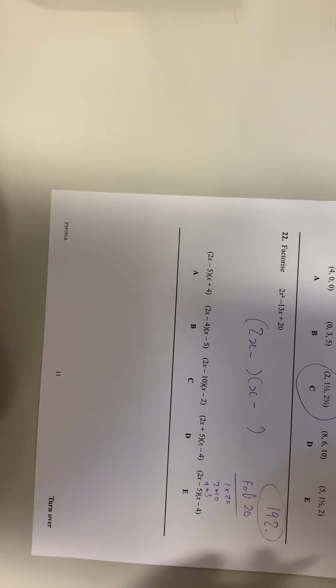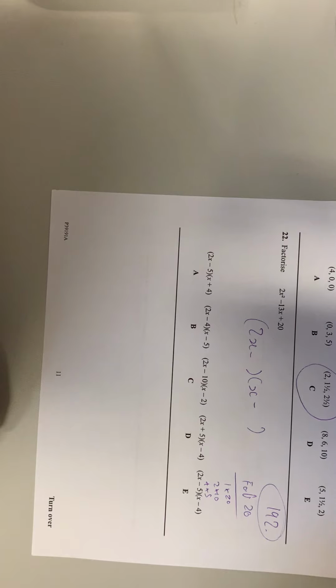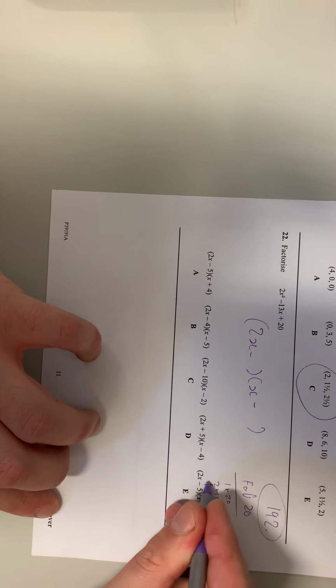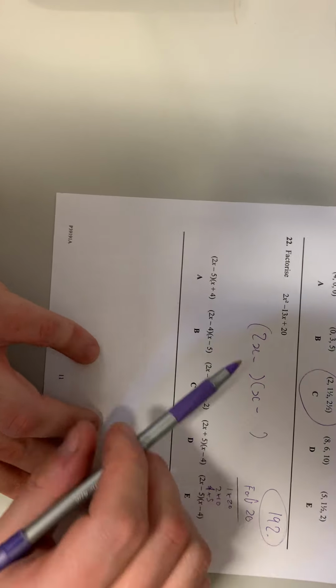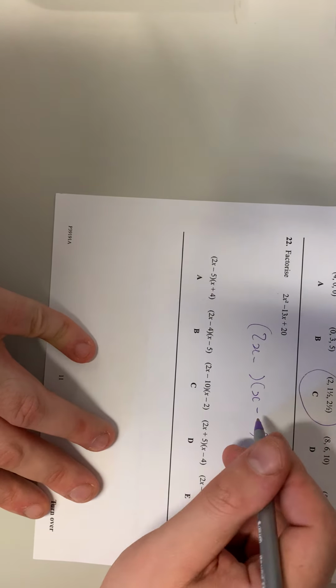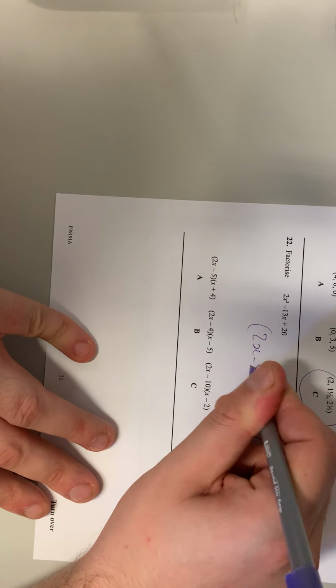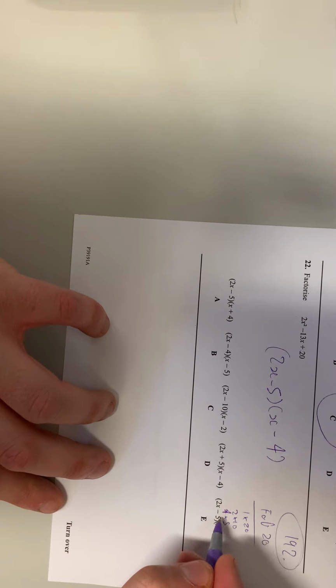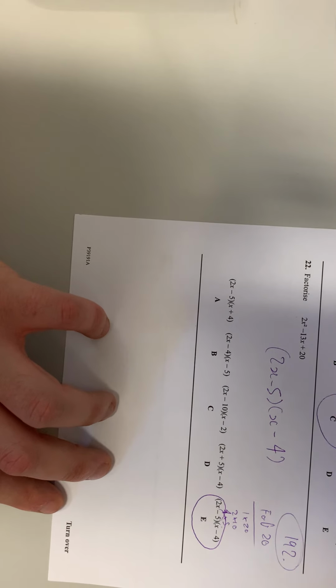Well, which of those is going to add to negative 13 when I multiply one of them by 2? So 4 times 2, add 5, gets me to 13. So we must have a 4 here and a 5 here. So 2x minus 5, x minus 4. So it's got to be E.